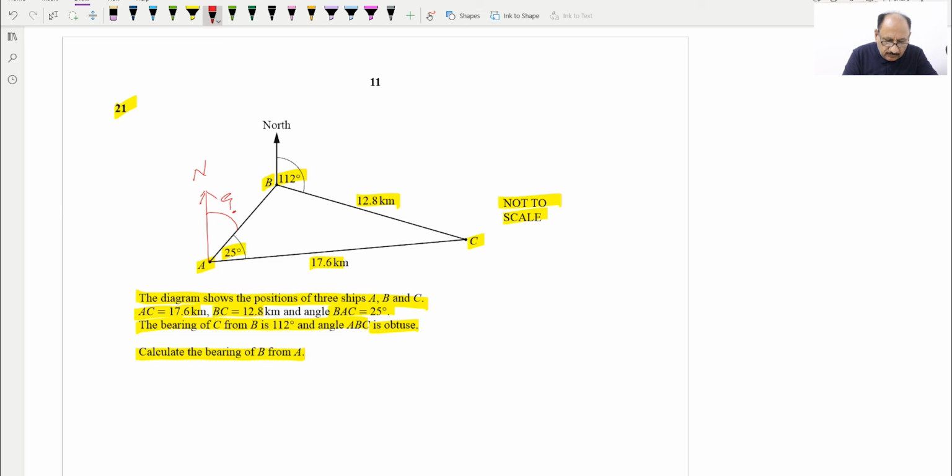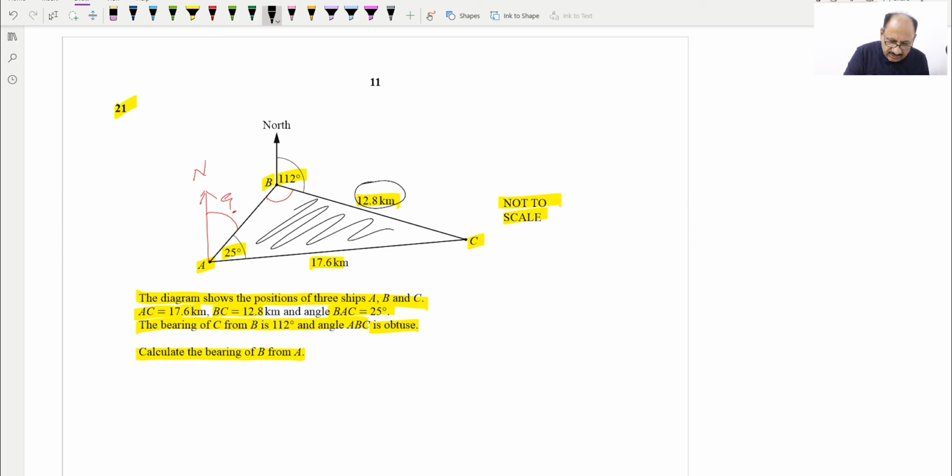Now if we know this angle, basically what we can do, we can find this theta first, and after finding this theta we can go ahead with the angle. So we will be finding the other angles also. Now we can apply the sine rule on this triangle.